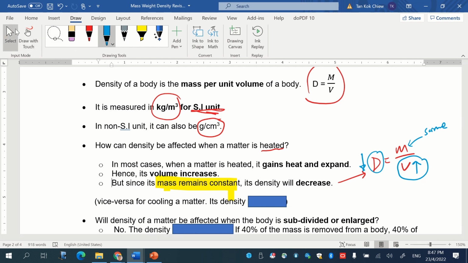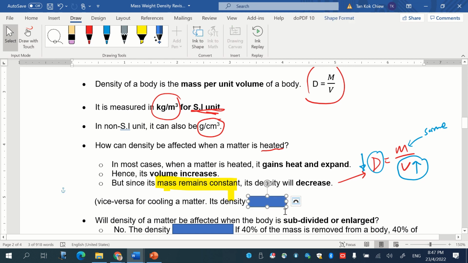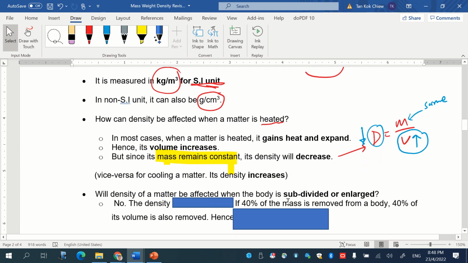So vice versa, when you cool a metal, the density goes the opposite way, it will increase. Same reason, because this time it loses heat and contracts. When you gain heat you expand, when you lose heat you contract, so your volume decreases. If your volume becomes smaller and smaller and your mass remains the same, the same mass divided by a smaller and smaller value, then your density will increase. So this is something that you have to know at your standard as well.